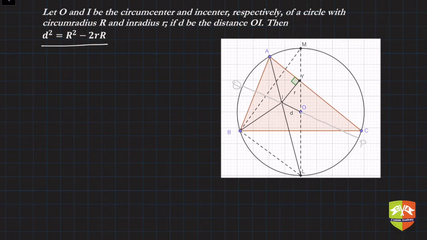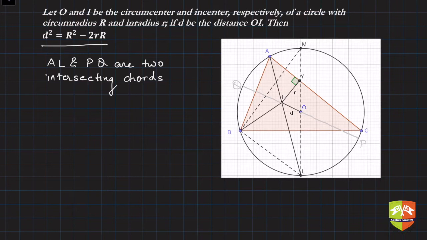We learned in the previous sessions that AL and PQ are two intersecting chords. And where are they intersecting? They are intersecting at point I. So I is the point of intersection, isn't it?